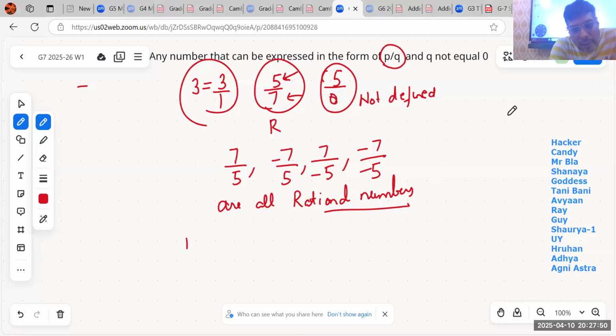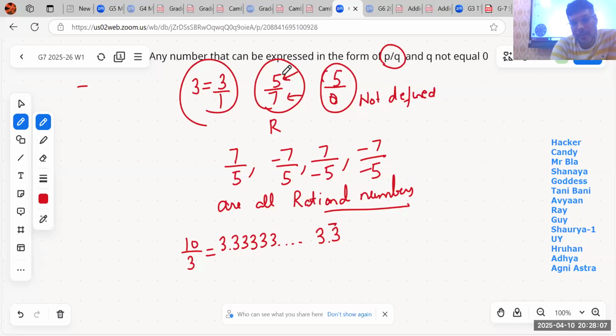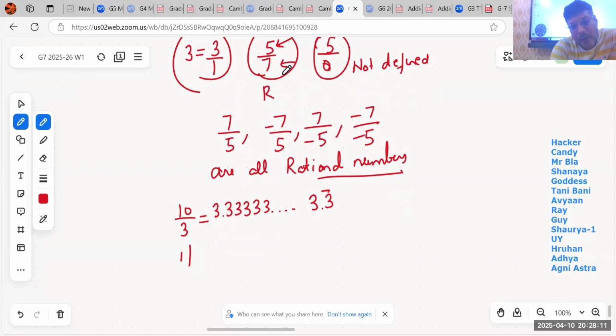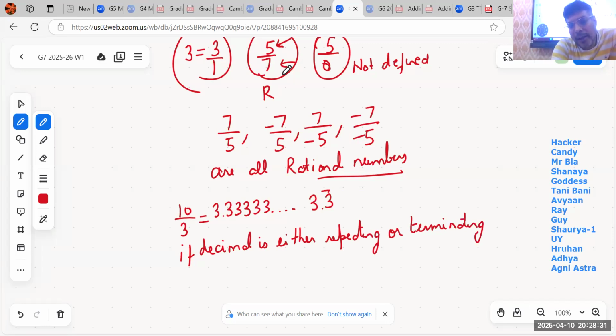If I write 10 divided by 3, what is my answer? 3.333333. Everyone agrees? You have all seen it by dividing 10 by 3. I can write this as 3.3 with a bar. So if a decimal is either repeating or terminating, it might not be part of your school syllabus, but I am telling you for your information, then it can be converted to a rational number.